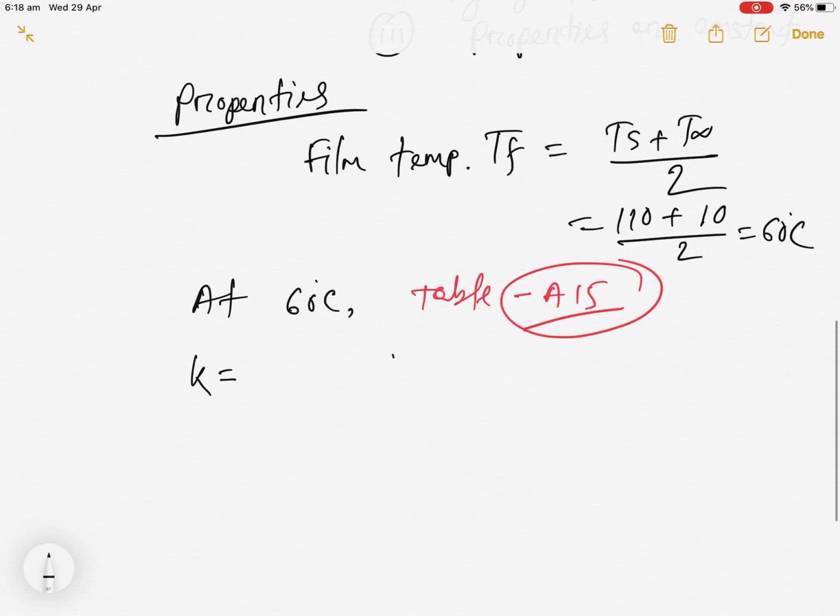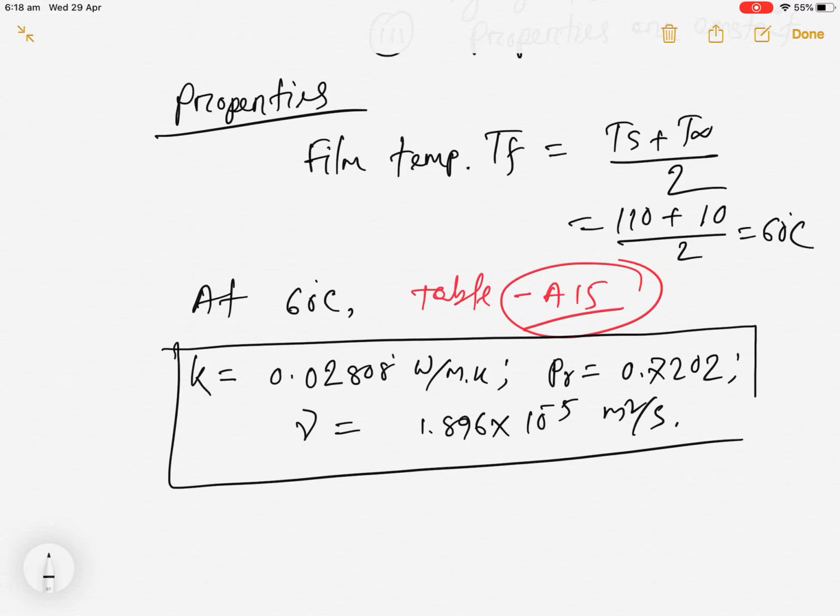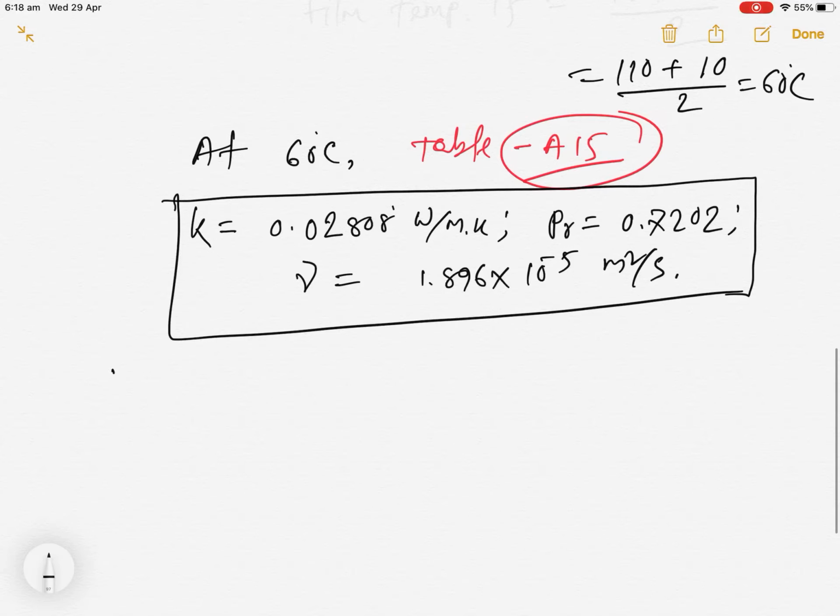So what sort of values do we need? We need the thermal conductivity. So thermal conductivity at 60 degrees centigrade is 0.02808 watt per meter Kelvin. What other thing we need? We need the Prandtl number. So Prandtl number is 0.7202. And we can calculate the kinematic viscosity. It is 1.896 times 10 to the power minus 5 meter square per second. So now we have all the properties. So once we got all the properties, then we can start with the analysis.